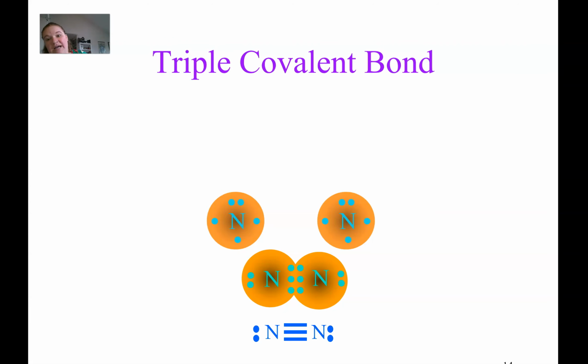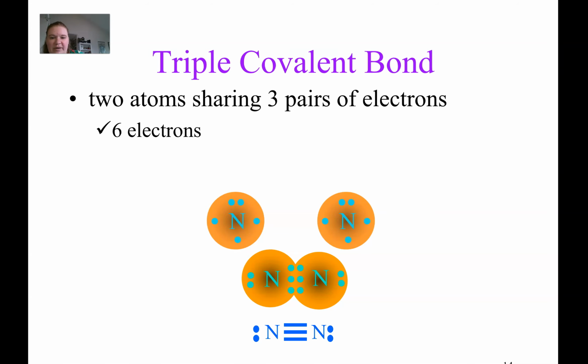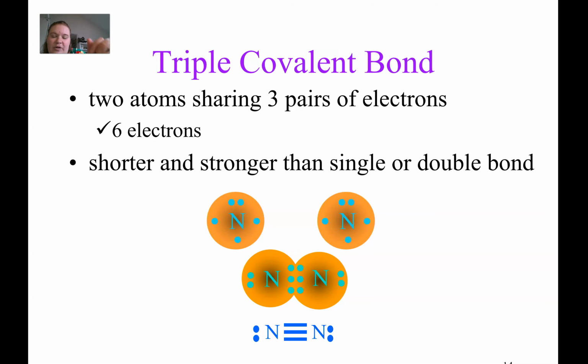Which takes us to our last type, a triple covalent bond. And you could probably guess this, but a triple covalent bond is when we share a triple pair of electrons, or 3 pairs of electrons. It is shorter and stronger than a single or double bond. So this is the shortest and the strongest.